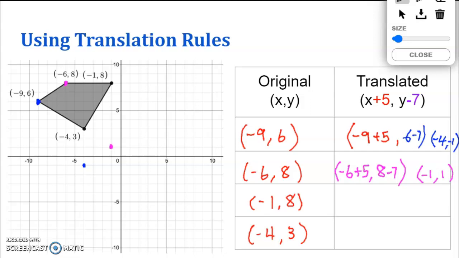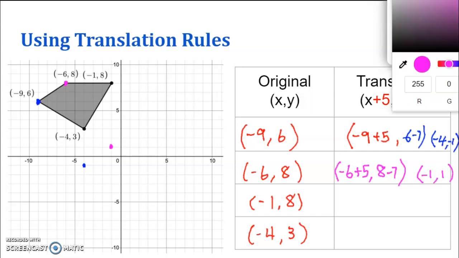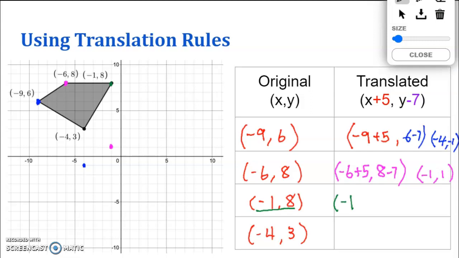Right? Then let's keep doing it with other points. Okay, let's do this point here. That's negative 1 and 8. So get your original x coordinate, negative 1, and to that you're going to add 5. And get your y value, which was 8, and then we're going to subtract 7 from it because that's what the rule is telling us to do.